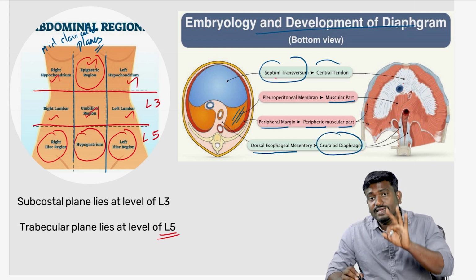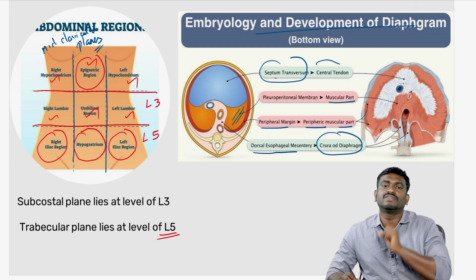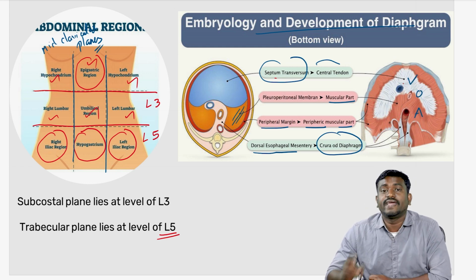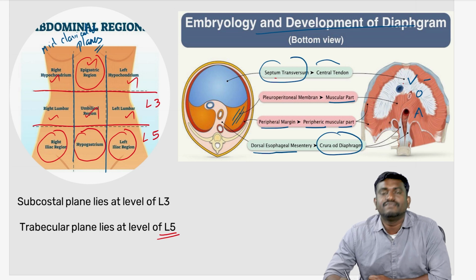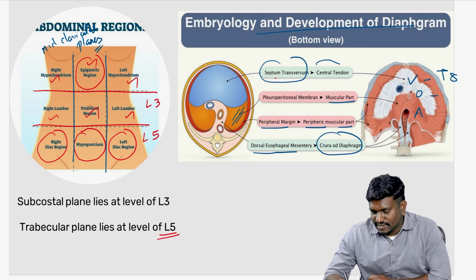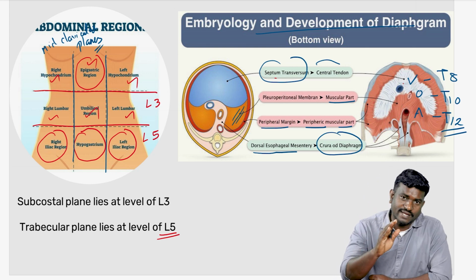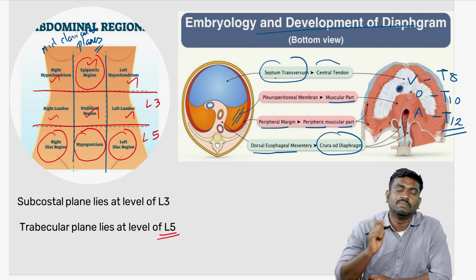Yes, there are 3 important structures which we are going to remember for the main exam. They are going to be coming with the mnemonic VOA. Very good. Now, vena cava lies at the level of what? T8. Esophagus lies at the level of T10, and the aorta lies at the level of T12. Very important. Remember, at the aortic opening, there is going to be what? Aorta passing through, thoracic duct and the azygous vein. These are important points to be remembered.